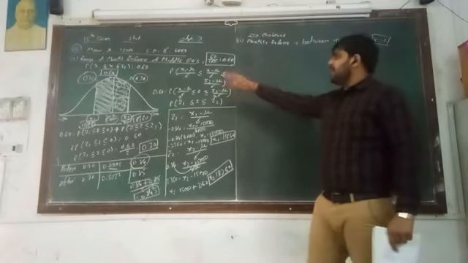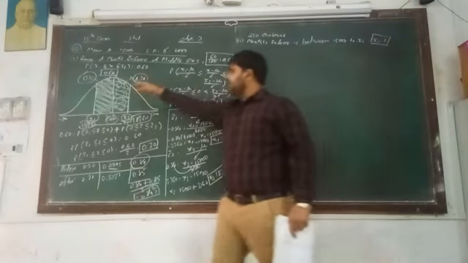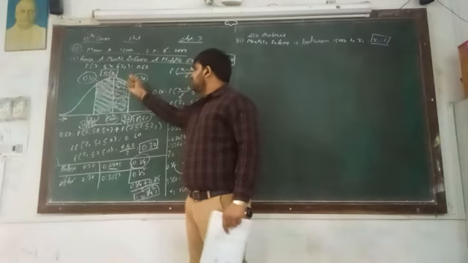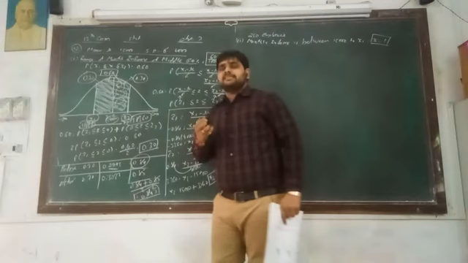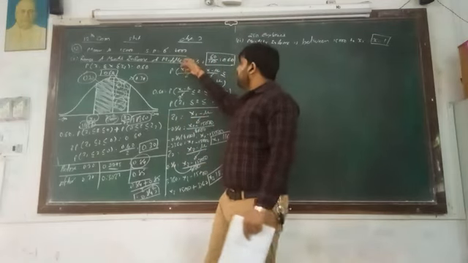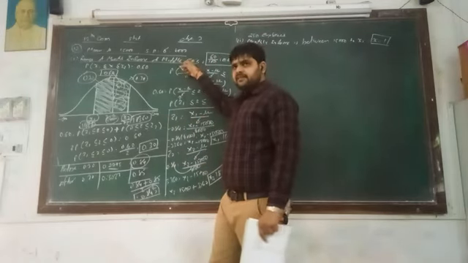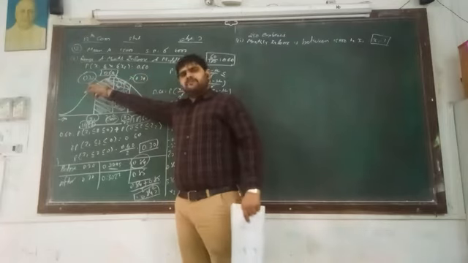If the middle 80% is given, we take 0.80, so 0.40 and 0.40. If the middle 70% is given, we take 0.70, so 0.35.